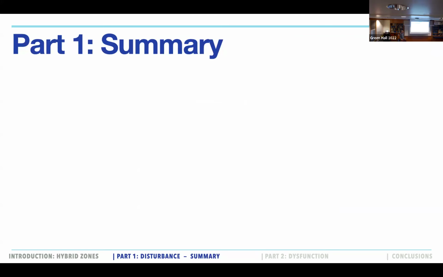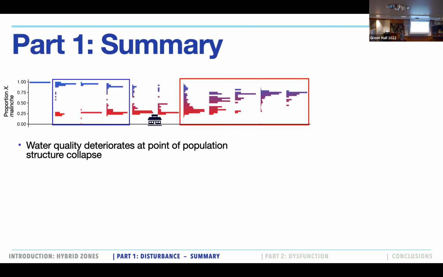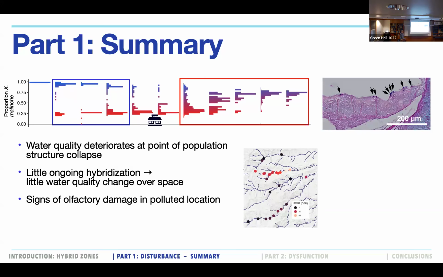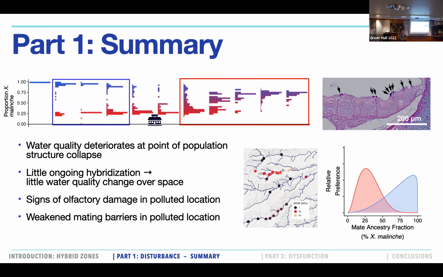So to summarize all that, we have water quality deteriorating at the point where population structure collapses in these rivers. In contrast, in other rivers that we surveyed, we see some where there isn't much ongoing hybridization, and in those rivers, we don't see these dramatic changes in water chemistry that seem to be tied to human development. We see signs of olfactory damage in a polluted location, and we also see weakening of mating barriers as documented by inferred assortative mating in these places.